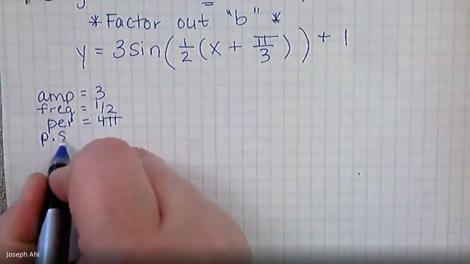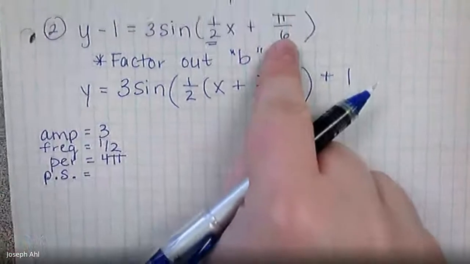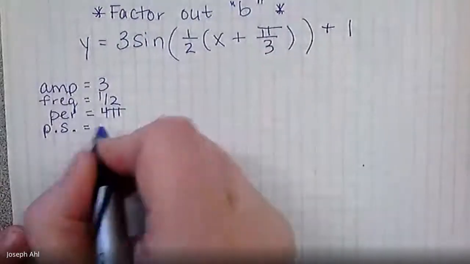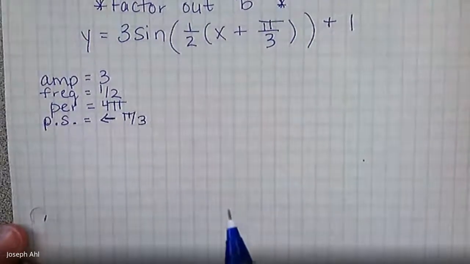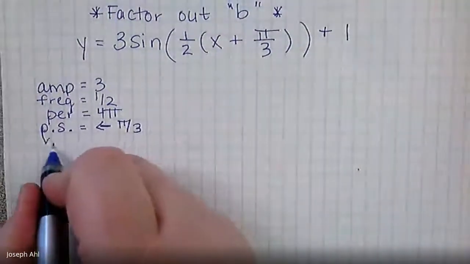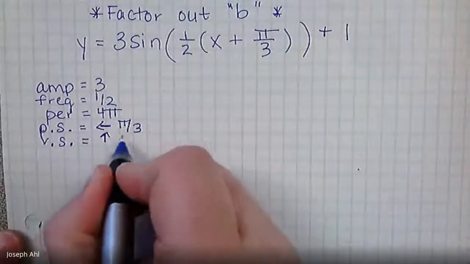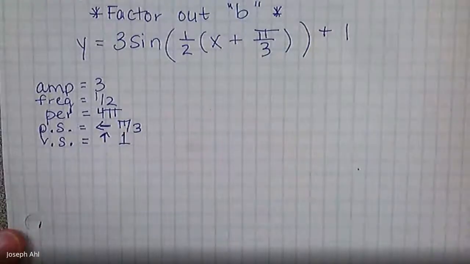The phase shift, notice how it's not to the left pi/6. It's actually to the left pi/3. And the vertical shift is going to move everything up 1, according to the +1 at the end.